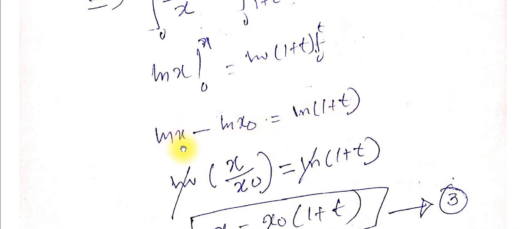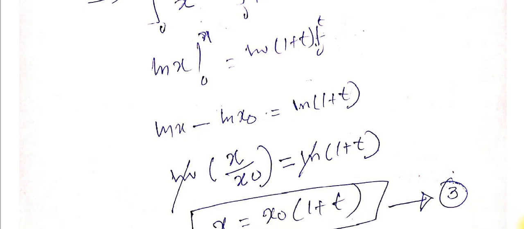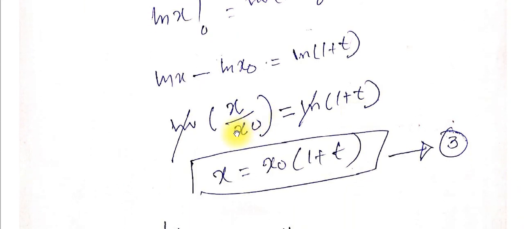So the left hand side can be written by applying the rules as ln of x divided by x naught. Cancel the log from both sides, and now we can write x equal to x naught times 1 plus t, and this is the path line in the x direction. The fluid particles move in the x direction, and you can see it satisfies the condition that when time is 0, the distance is x naught.